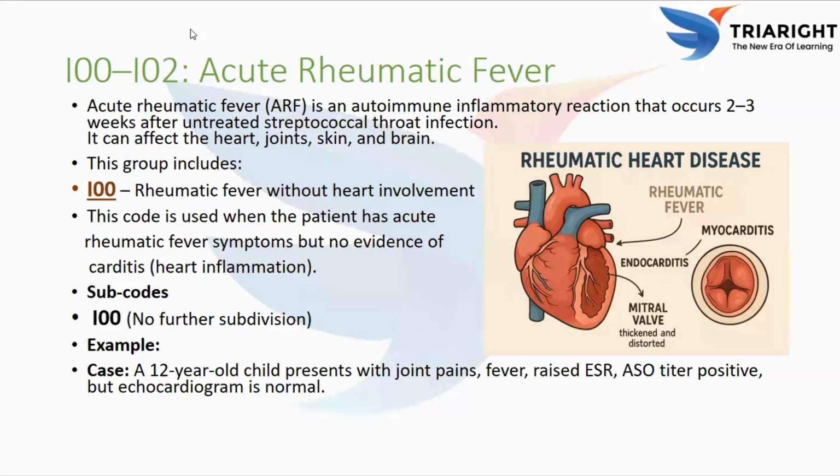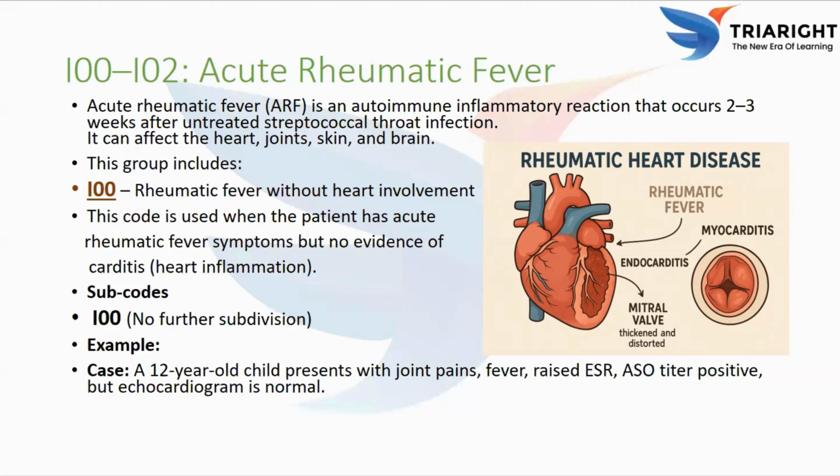So what does this ICD code range describe? Acute rheumatic fever. So what do you mean by acute rheumatic fever? It is an autoimmune inflammatory reaction that occurs within 2 to 3 weeks after an untreated or poorly treated streptococcal throat infection. This can affect multiple organs, especially the heart, joints, skin and brain.